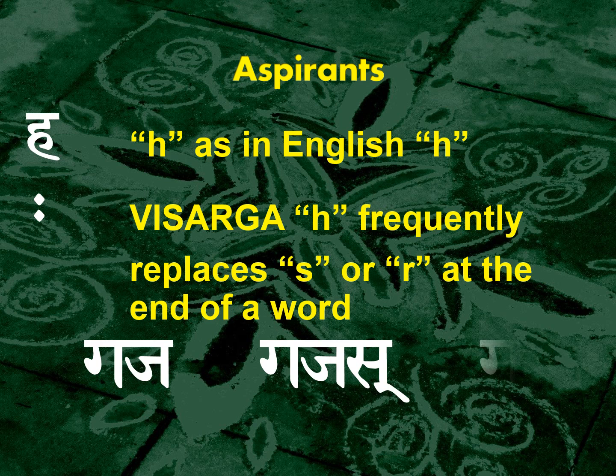For example, the word for elephant is gaja. In the nominative case, it reads gajas. But if it shows up at the end of a sentence, it turns into gajaha.